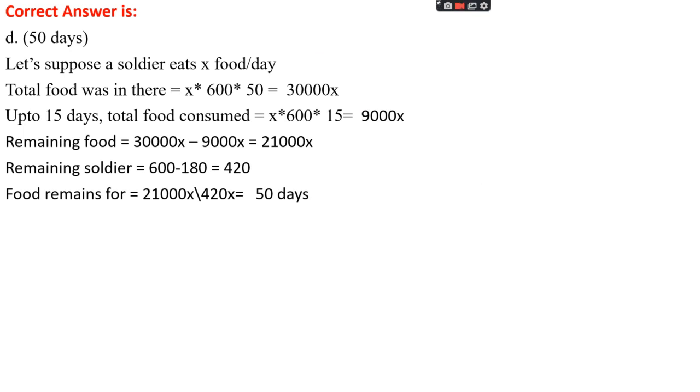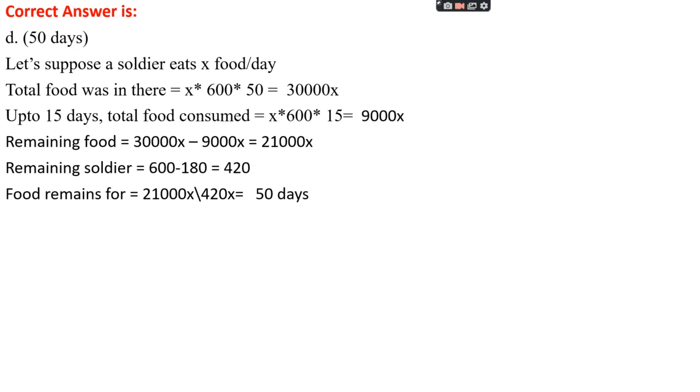Let's suppose, in such types of questions, a single soldier eats x grams of food per day. So the total food we have fulfills 600 soldiers for 50 days. So the total food is x into 600 into 50, that is 30,000x.